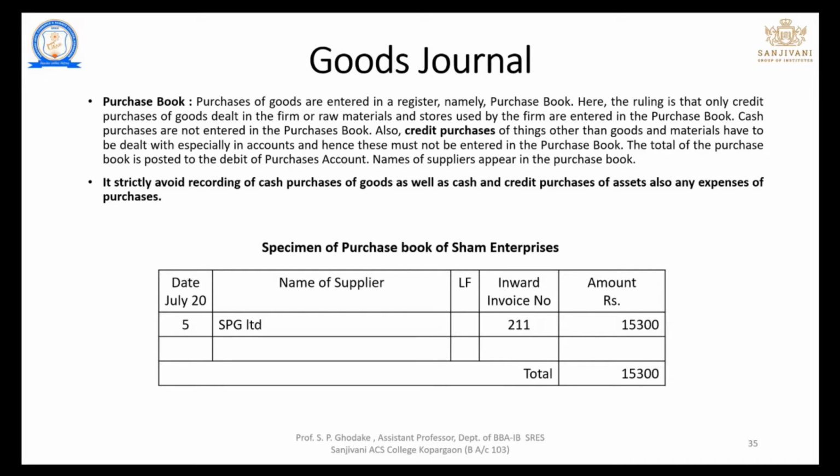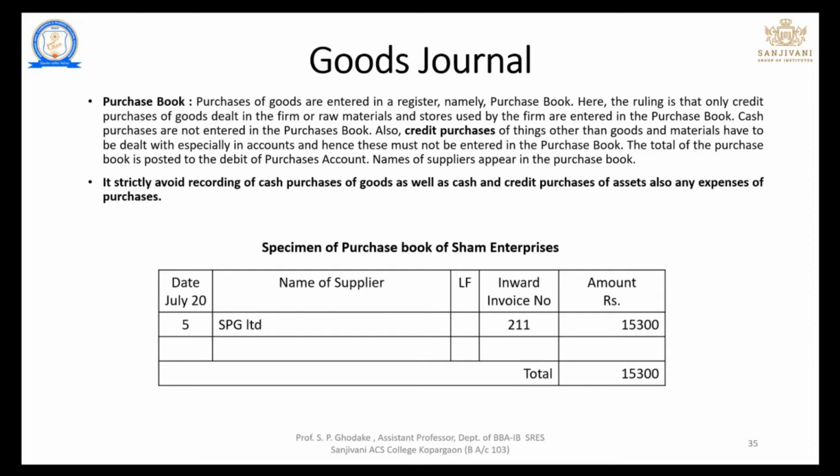The total of the purchase book is posted to the debit of the purchase account. Names of suppliers appear in the purchase book. It strictly avoids recording of cash purchases of goods as well as cash and credit purchases of assets, and also any expenses of purchases.